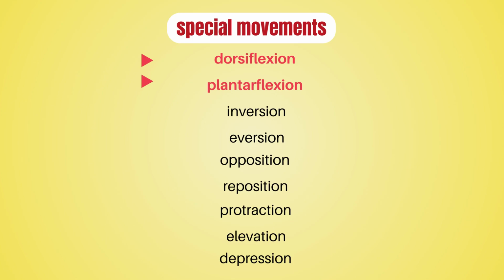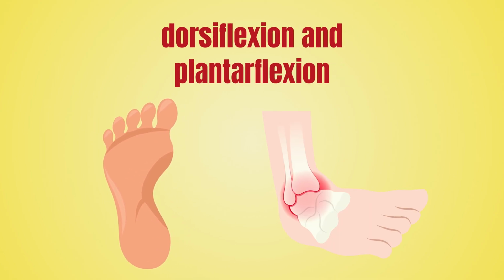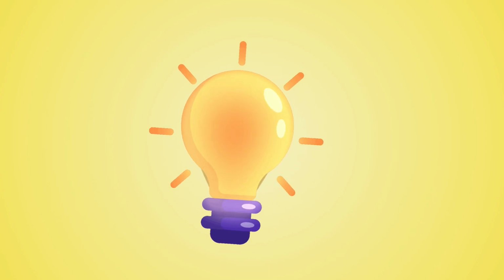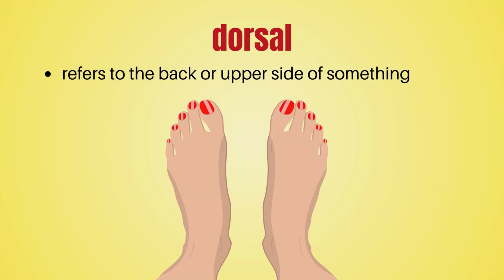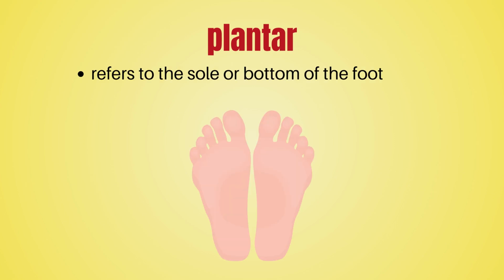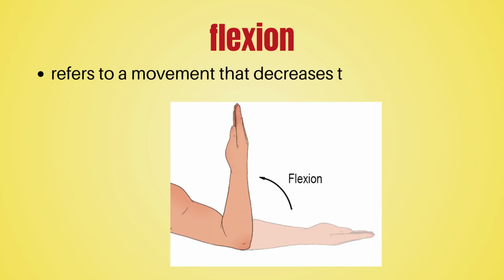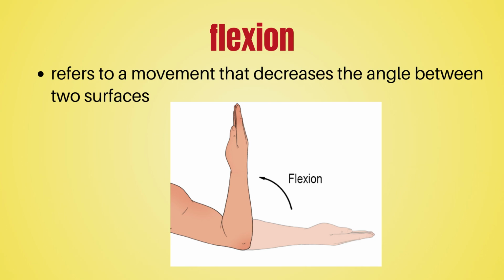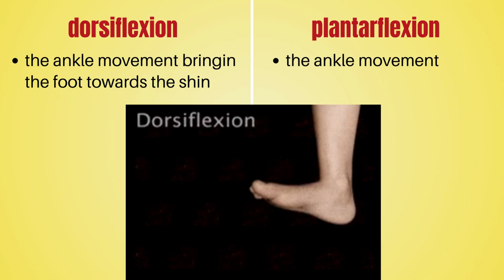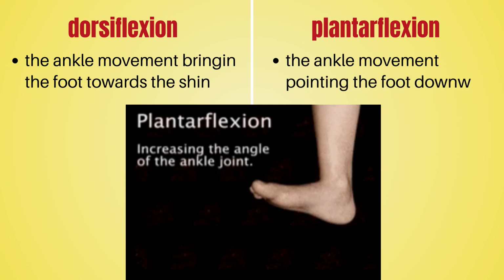First, I'm going to demonstrate dorsiflexion and plantar flexion, which are special movements involving the foot and ankle joint. Now, to help you understand this movement, let's break down the word dorsal. It refers to the back or upper side of something. Your toenails, for example, are on the dorsal side of the foot. In contrast, plantar refers to the sole or bottom of the foot. And flexion in anatomy just refers to a movement that decreases the angle between two surfaces. Now, let's put those words together and you will totally understand this movement.